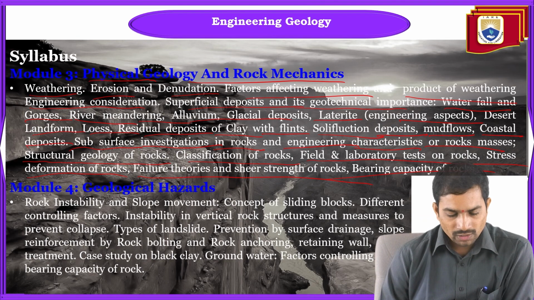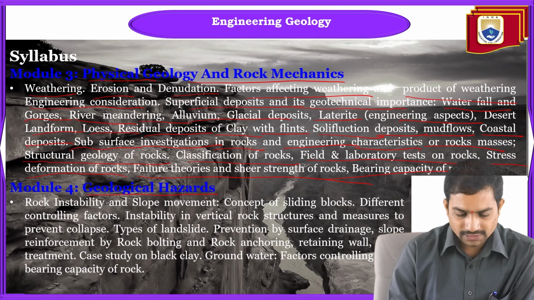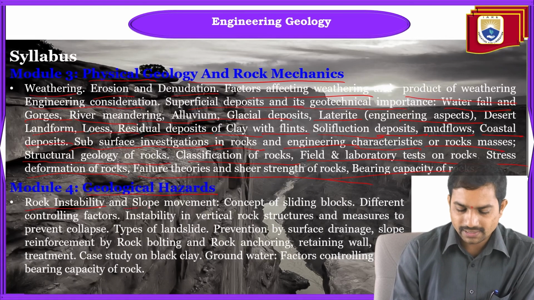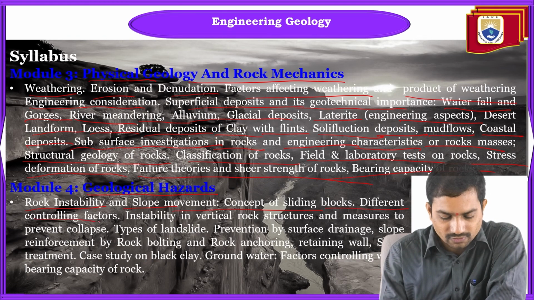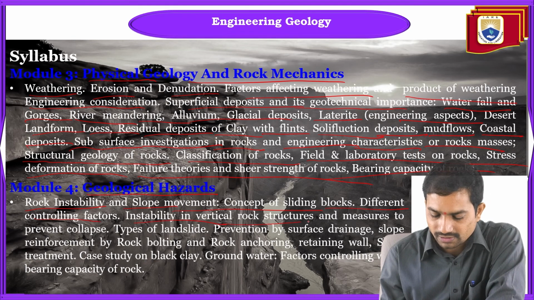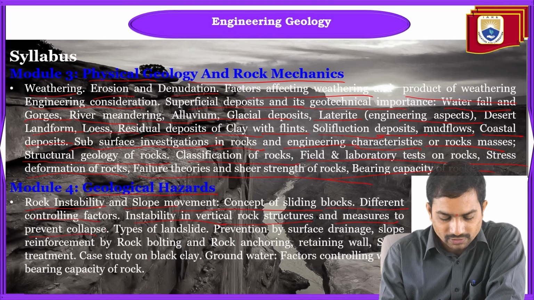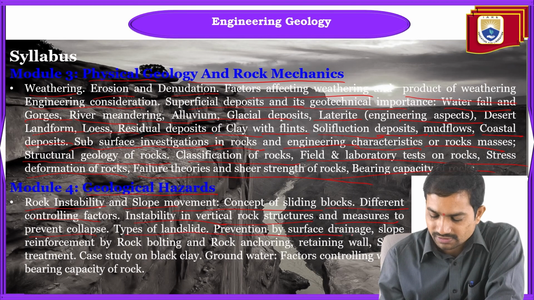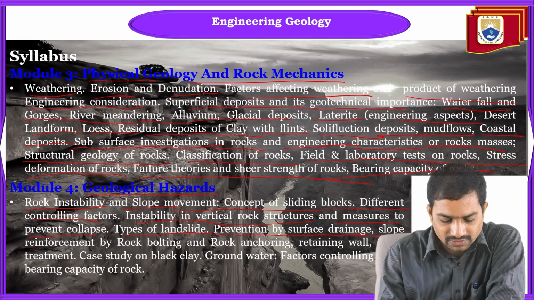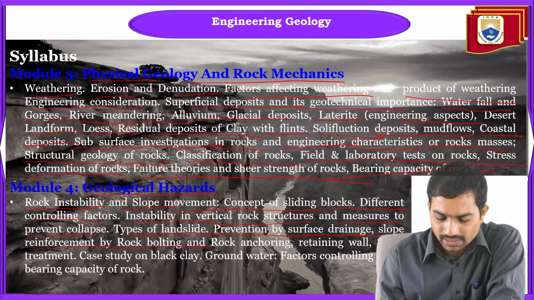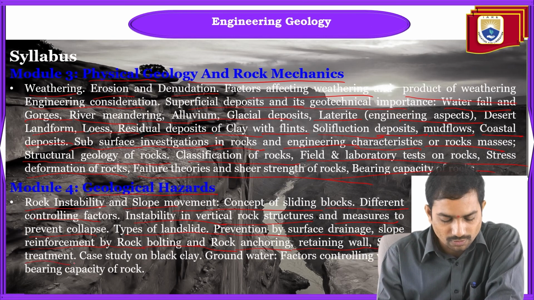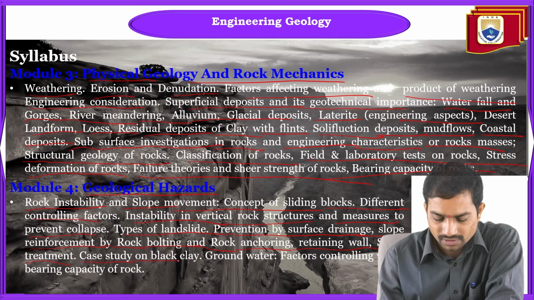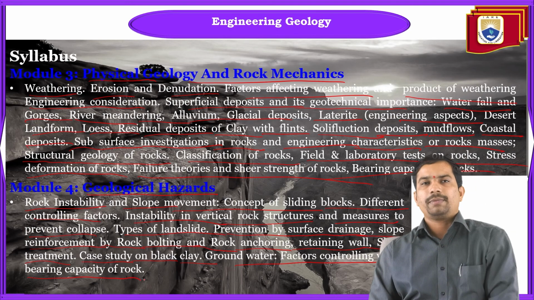So coming to module 4, geological hazards, rock instability and slope movements, concept of sliding block, different controlling factors, instability in vertical rock structures, measures to prevent collapse, types of landslides, prevention by surface drainage, reinforcement by rock bolting and rock anchoring, retaining walls, slope treatment, case study on black clay, groundwater, and the factors controlling the bearing capacity of rock.